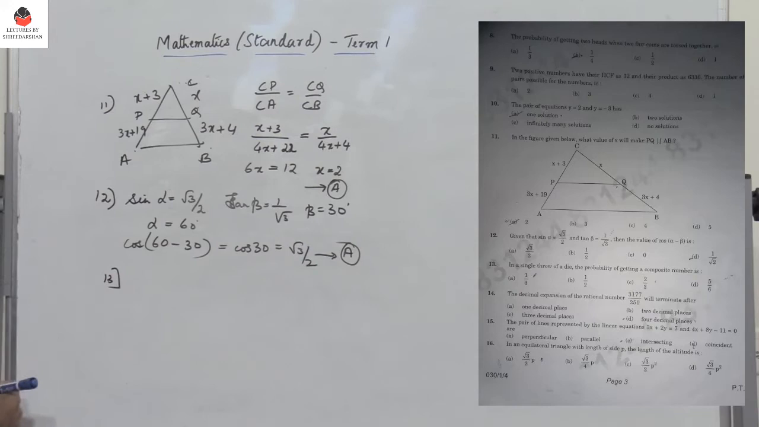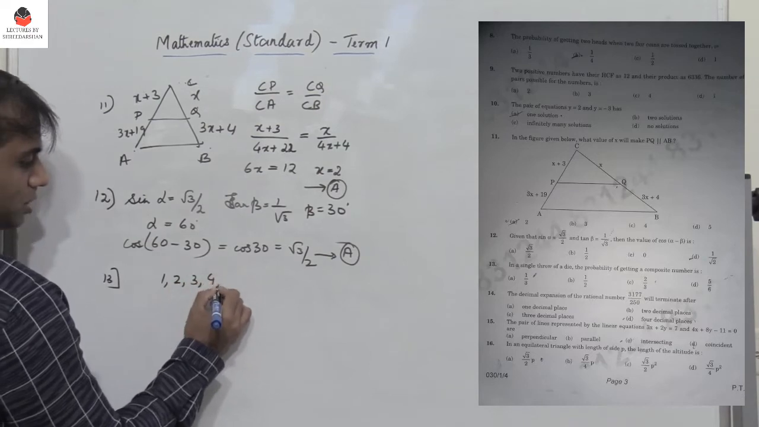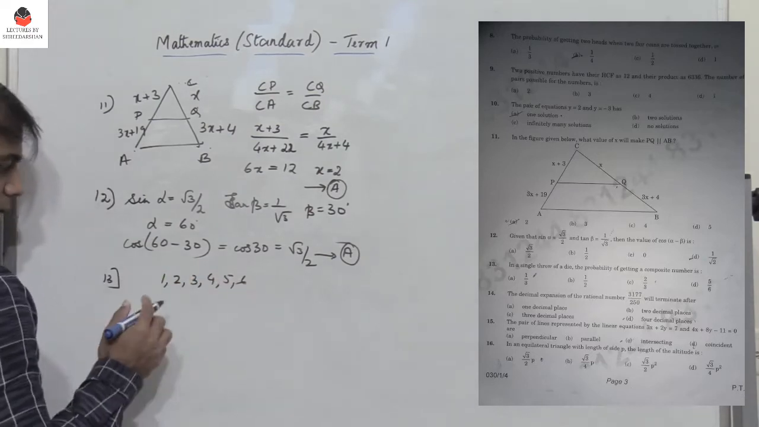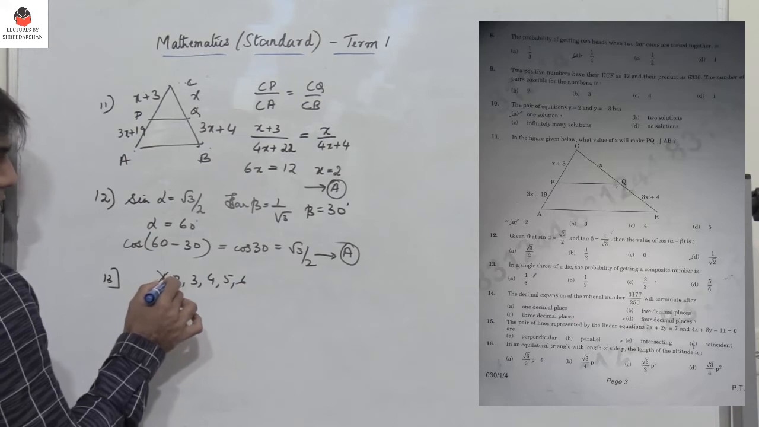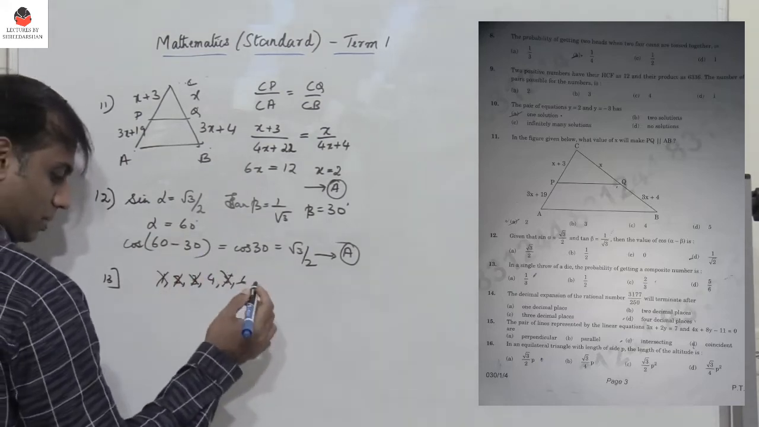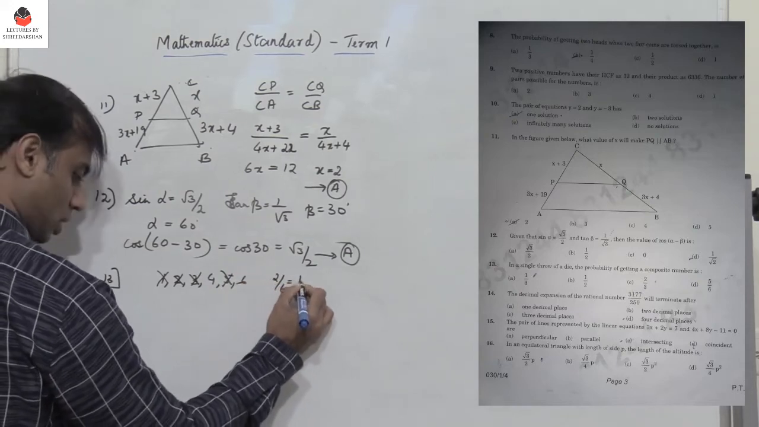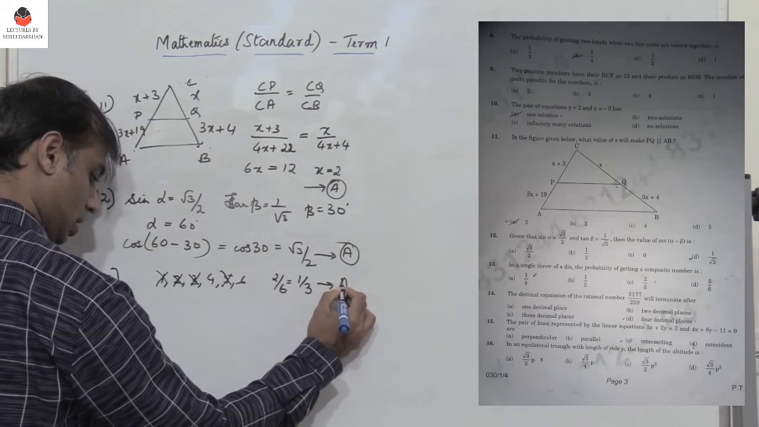13th one, throw a die, find the probability of getting a composite number. So when a die is thrown, we get the options 1, 2, 3, 4, 5, 6. 1 is not a composite number, 2 is a prime, 3 is a prime, 5 is a prime. So there are two composite numbers, right? So therefore the probability is 2 by 6, which is 1 by 3, which is option A.